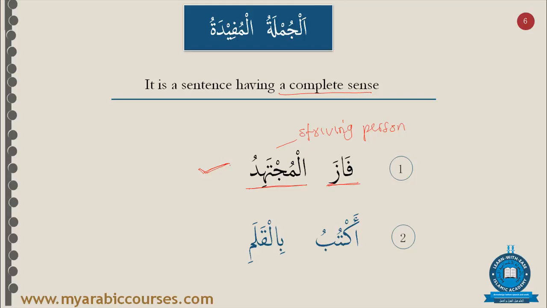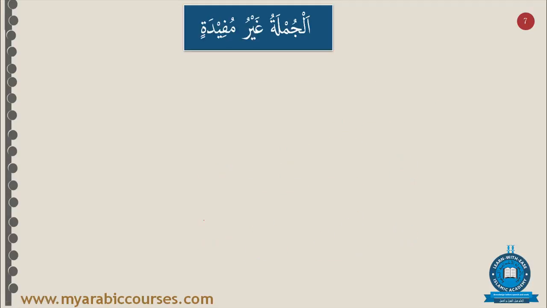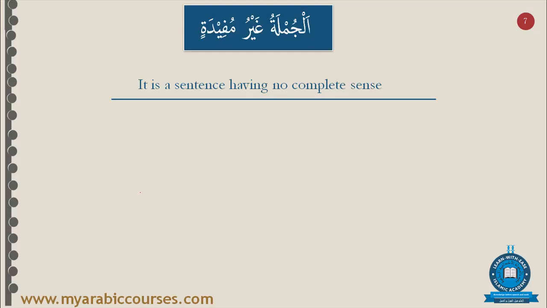The next example is aktubu bil qalam. Aktubu means I write. Bi means with. Then al-qalam means the pen. So this particular sentence has a sense to the listener. So I say it is also a complete or meaningful sentence. That is al-jumlatul mufida.